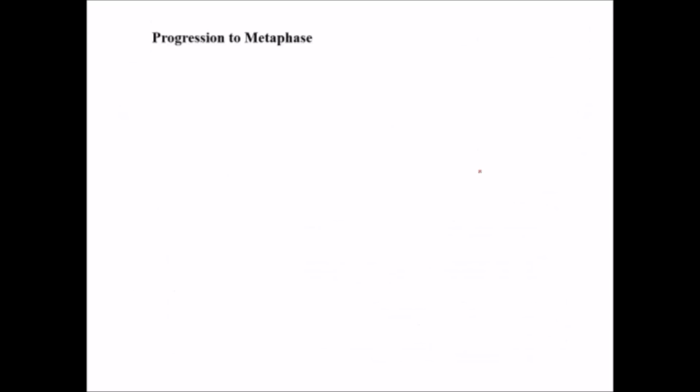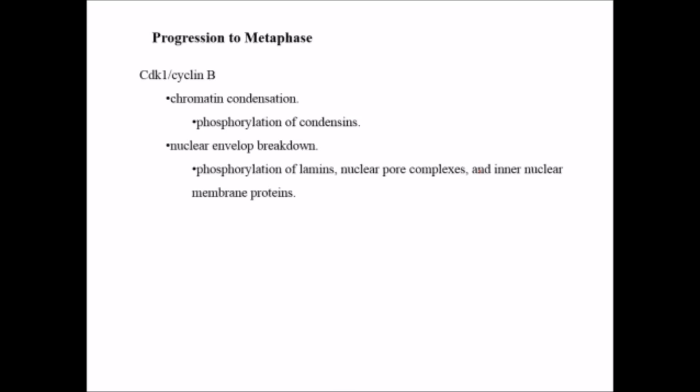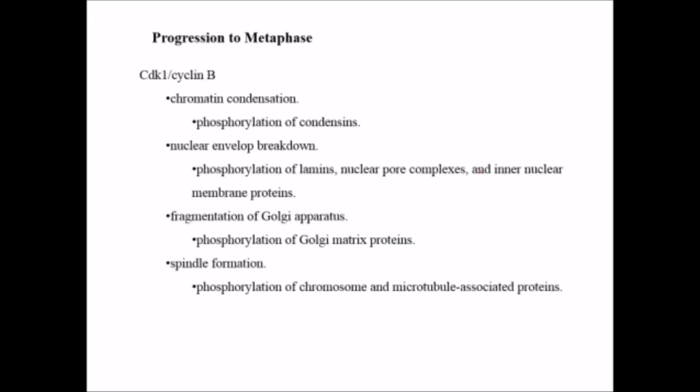Actually, during the progress of the cell cycle to metaphase, cyclin B-CDK1 leads to chromatin condensation by phosphorylation of condensins. It is also involved in nuclear envelope breakdown, fragmentation of the Golgi apparatus, as well as spindle formation. So when, just before entering the M phase, this CDK1 cyclin B activity is stopped, what will happen? It will prevent the condensation of the chromatin.